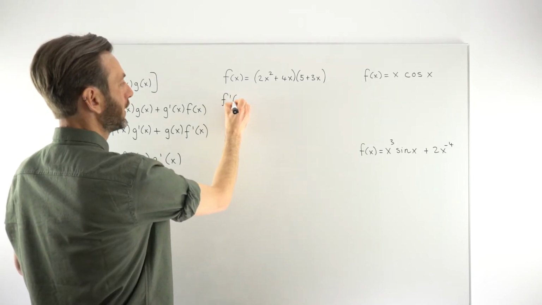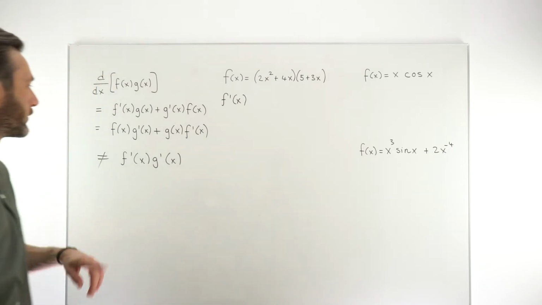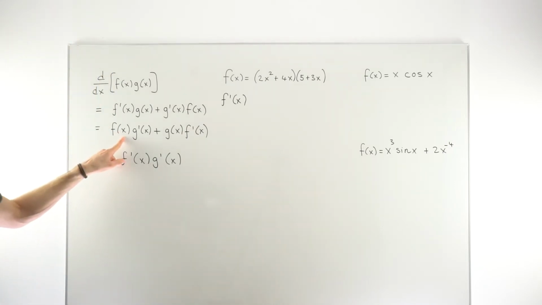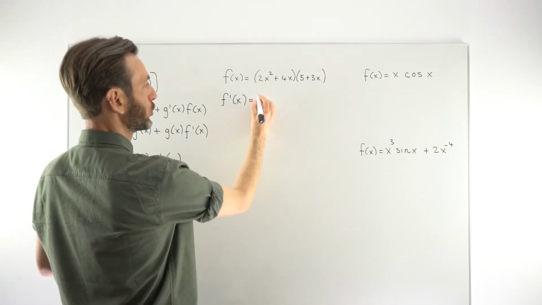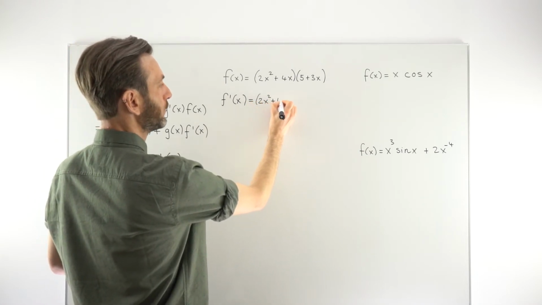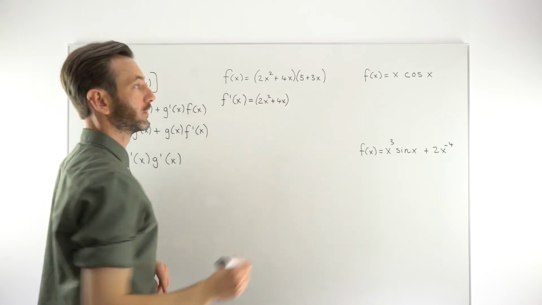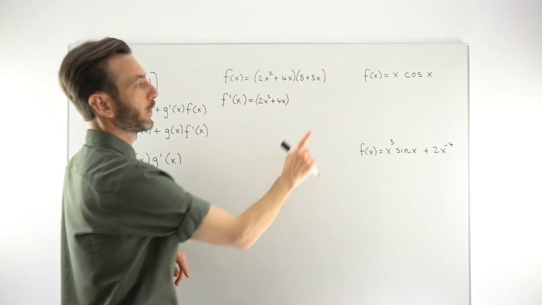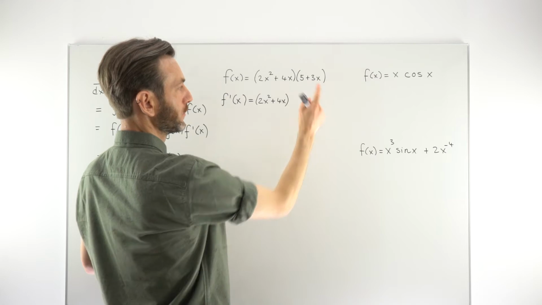So let's say that we're going to use this version here, which would say take the first function and just leave it as it is. So it'll be 2x squared plus 4x. And we're going to multiply that to the derivative of the second function. The derivative of this we can get using the power rule.